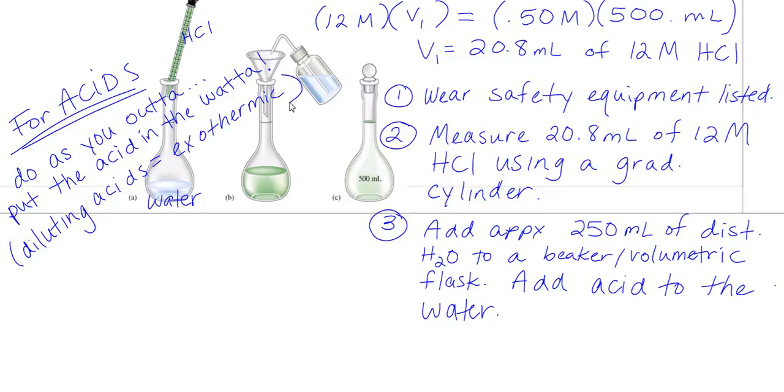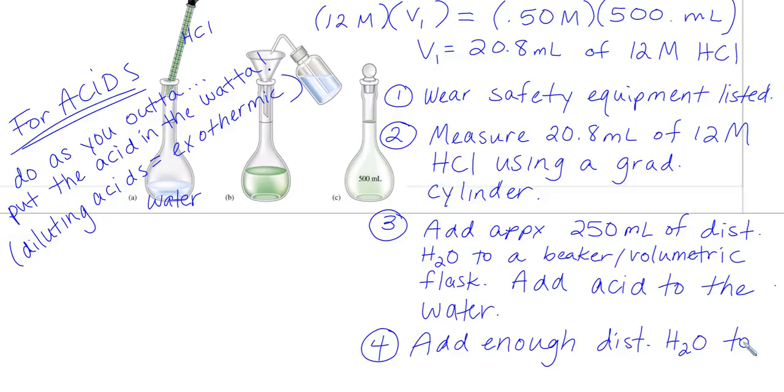Then the water will absorb the heat and you're not going to evaporate a significant amount of water. So I got the acid, some water, I would swirl it around, and then finally, step 4, I would add enough distilled water to make, in this case I want 500 milliliters of solution.